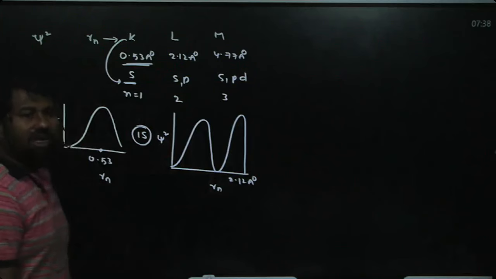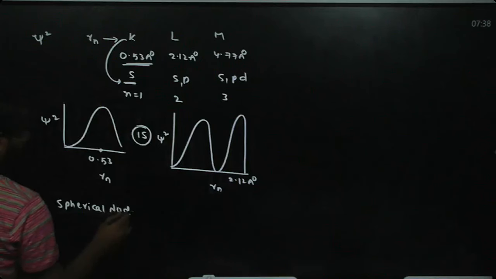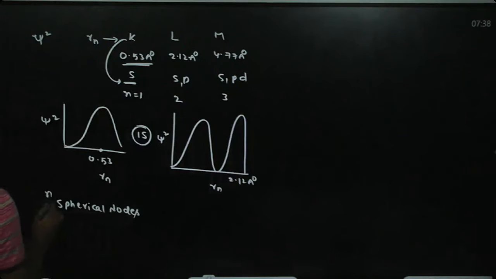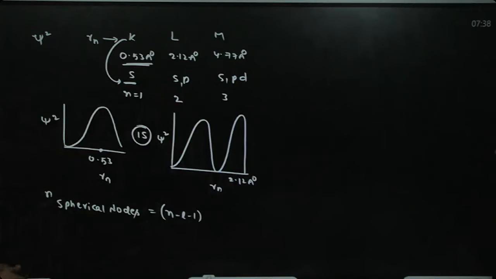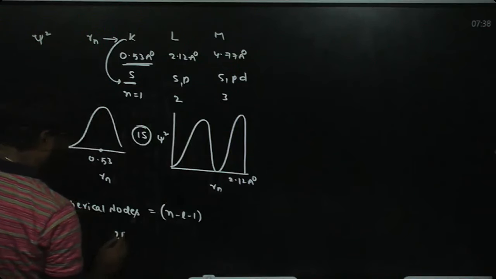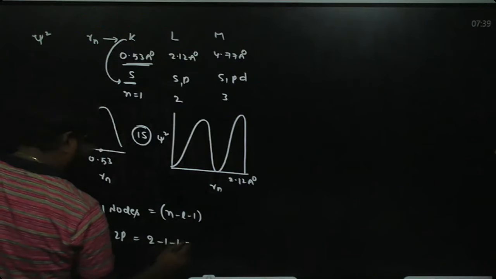So now which orbital is it? 2p. Very good. Check it. The spherical nodes formula is, the number of spherical nodes, the radial nodes, is n minus L minus 1. If you take a 2p orbital, the n value is 2, the L value is 1, so 2 minus 1 minus 1 is 0.